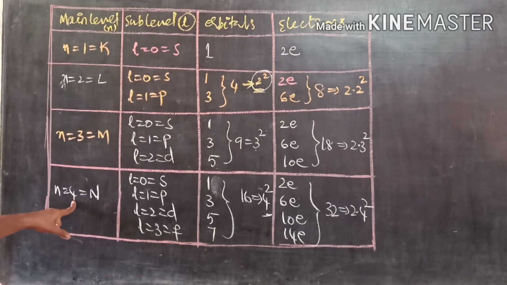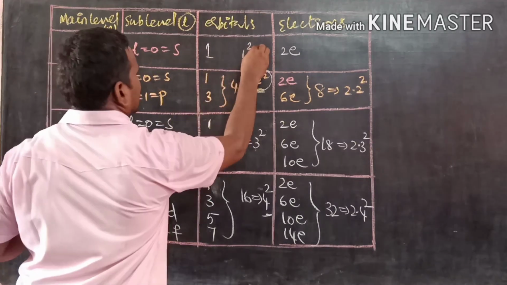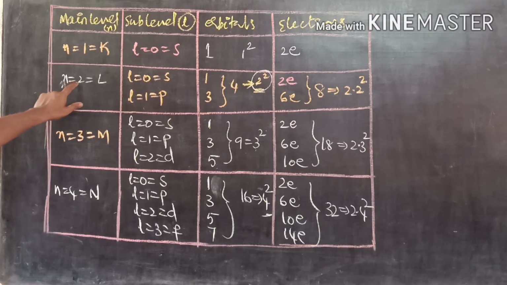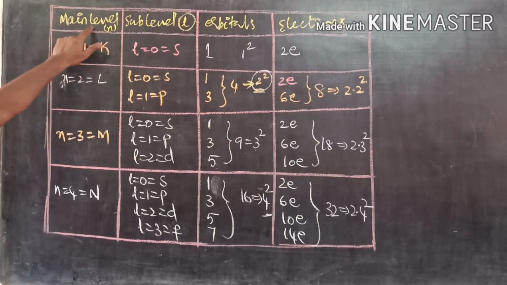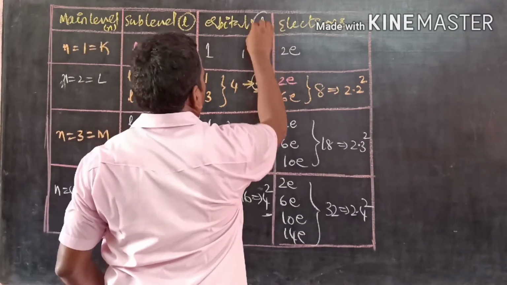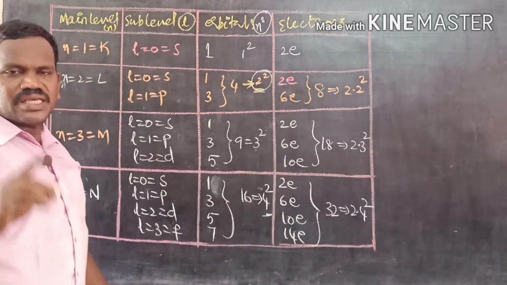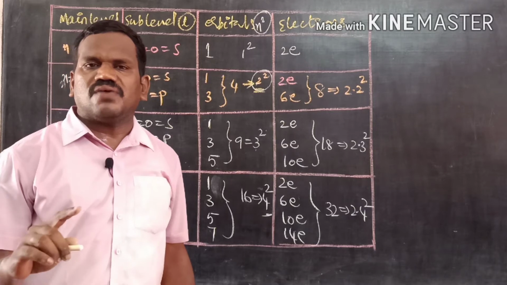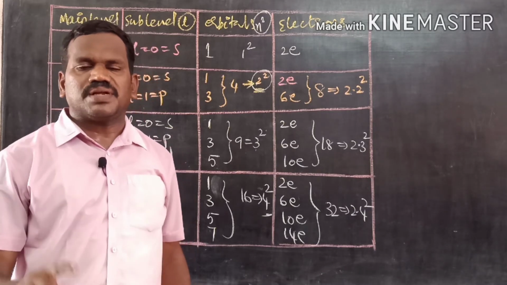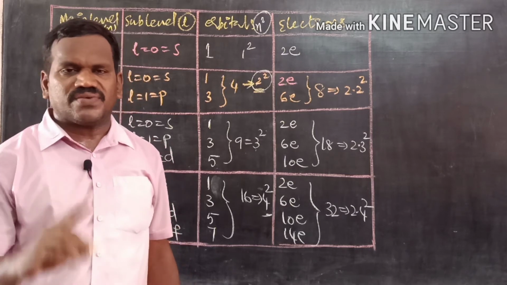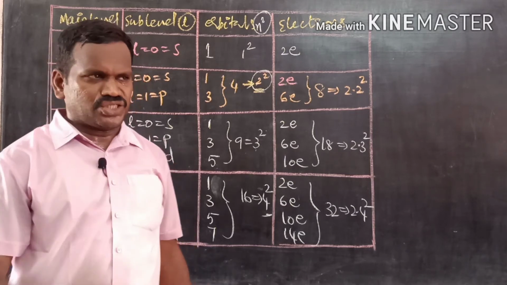Now the general representation: here 1 is there, it can be represented as 1 square. Now if small n is the main level, the number of orbitals becomes n square. That is, n square is the formula for the number of orbitals present in a principal energy level, or otherwise main level or main shell.